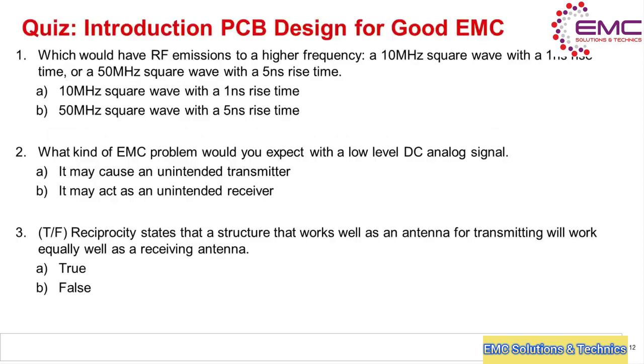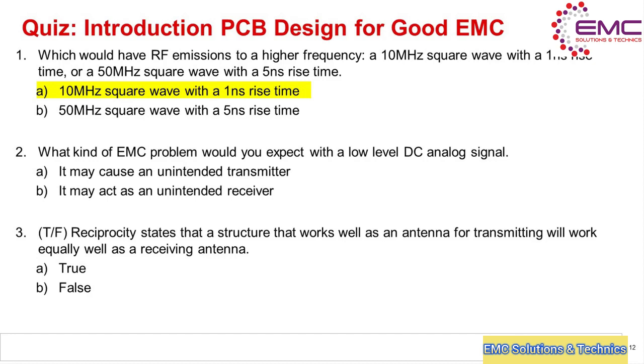Question 1. Which would have higher frequency emissions? A, a 10 MHz square wave with a 1 nanosecond rise time, or B, a 50 MHz square wave with a 5 nanosecond rise time? The correct answer is A, a 10 MHz square wave with a 1 nanosecond rise time.